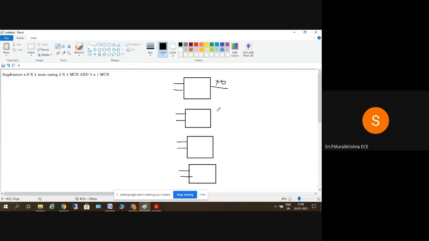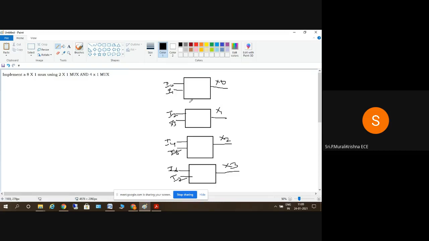So this is x0, this is x1, this is x2, this is x3. Okay, so inputs are I0, I1, I2, I3, I4, I5, I6, I7. So what are the selection lines for each multiplexer here?